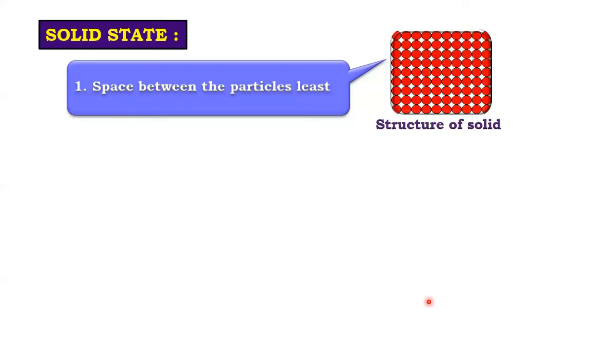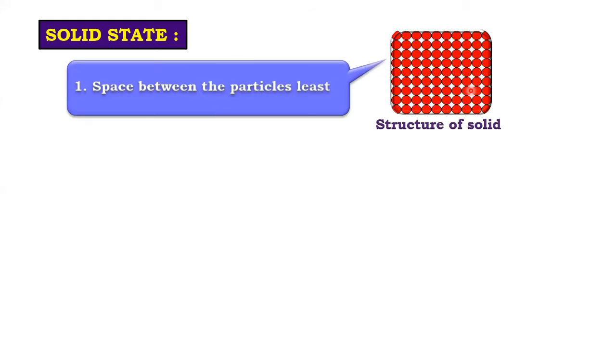So the first state of matter that we're going to learn is the solid state. To understand the solid state, we have a small picture representing the arrangement of particles in a solid. This is how the particles are arranged inside a solid state.